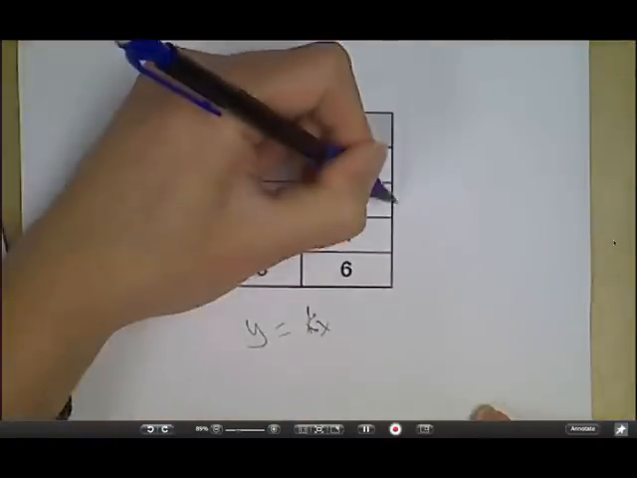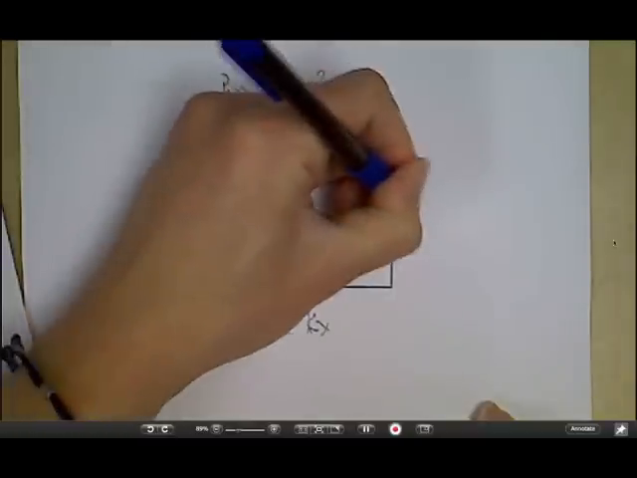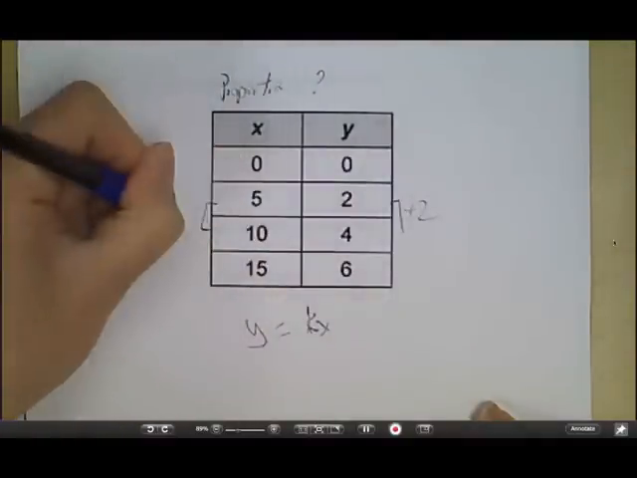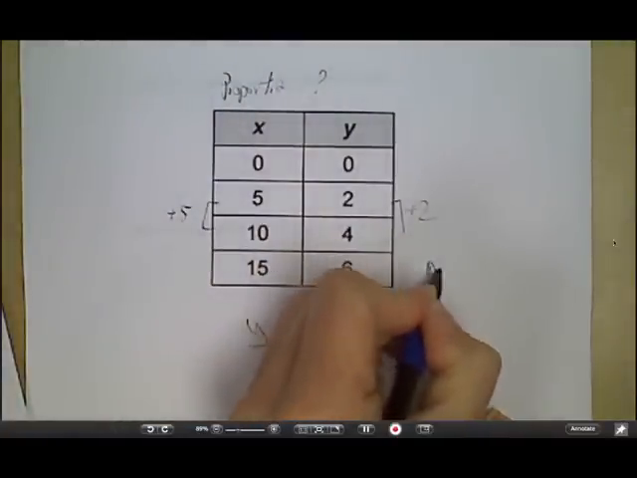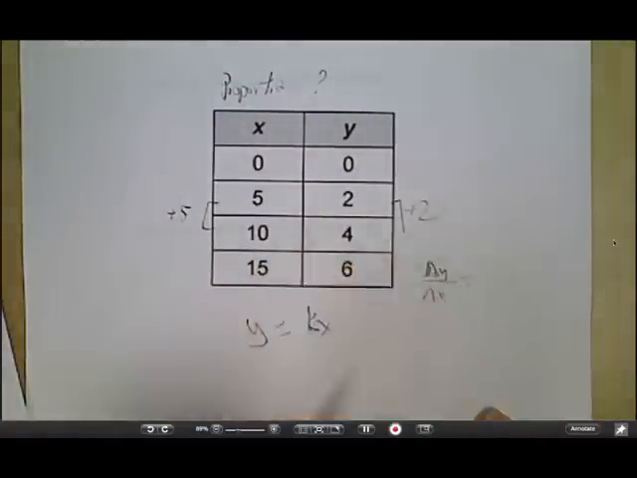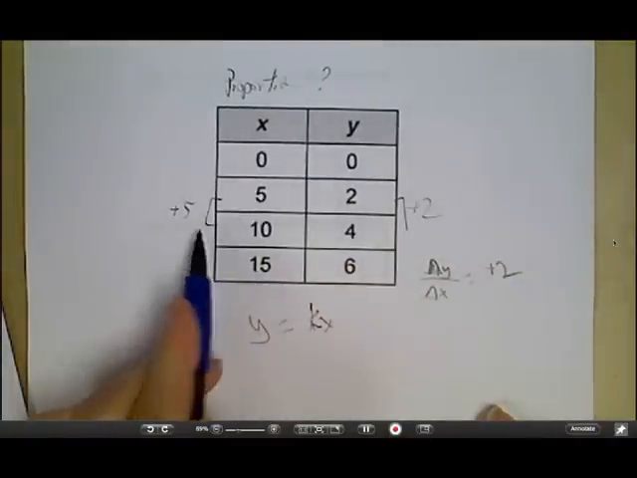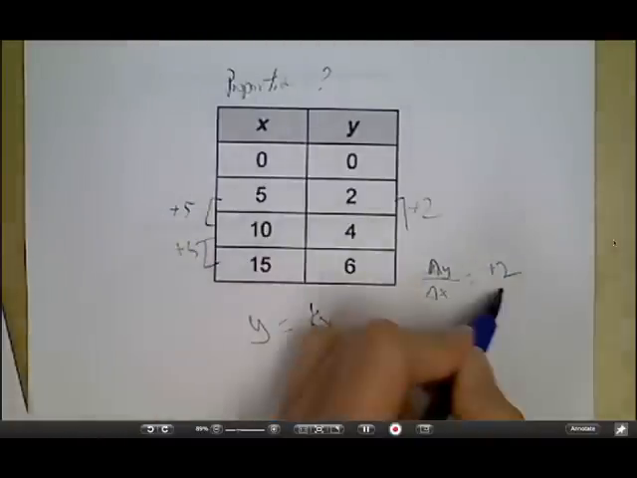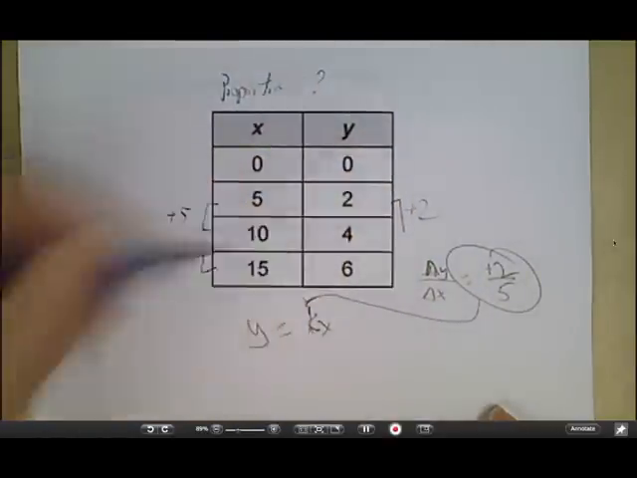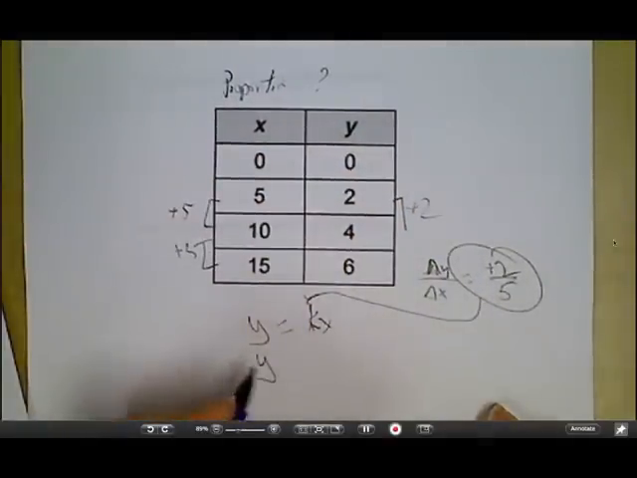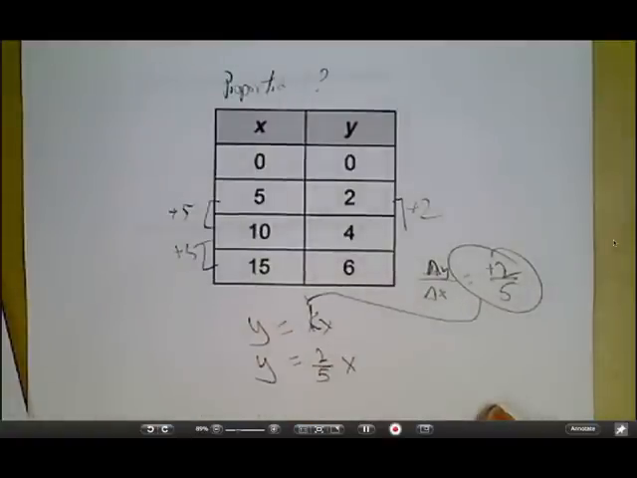So the first thing we're going to do is find the rate of change. 2 to 4 is plus 2. 5 to 10 is plus 5. My constant here is change in y over change in x. Change in y is plus 2. Change in x is plus 5 each time. It works. So instead of my k, I write y is equal to 2 over 5 times x.